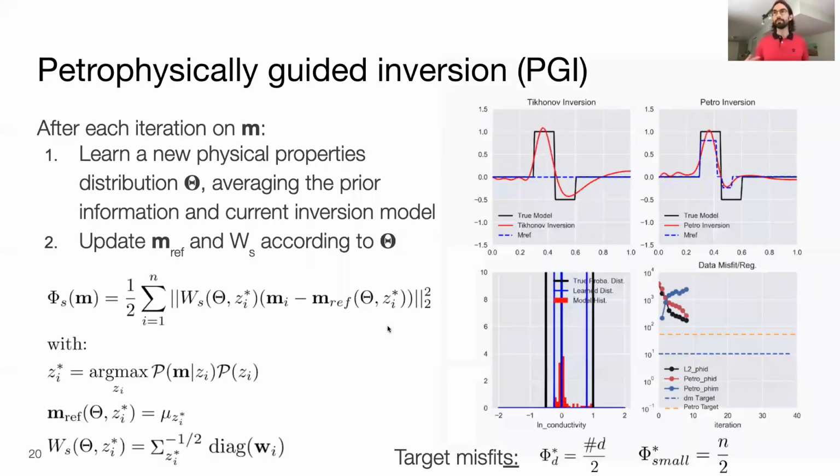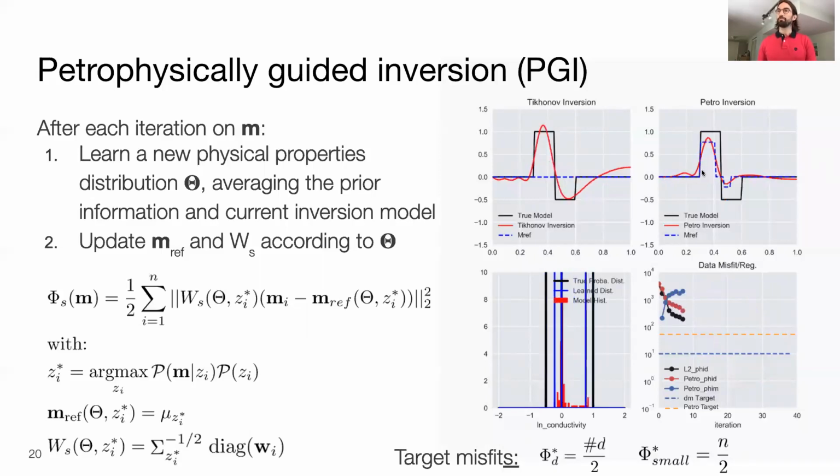So to show it in action, here I show a very simple problem. Here I show the Tikhonov inversion. The black line is the true model, the blue dashed line is the reference model, and the red is the geophysical model at each iteration. In the Tikhonov inversion, we usually have the reference model that stays at the same place, and we stop when we fit the data themselves.